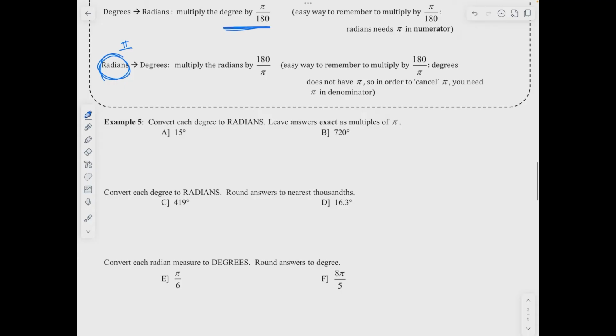Okay, so example number 5, convert each degree to radians, leave exact as multiples of pi. Convert each degree to radians, round it to the nearest thousandth, and then convert each radian to degrees, round your answers to the nearest degree. Okay, so let's take a look at example 5. 15 degrees. So I'm going to go from degree to radians. So I have 15 over 1 times pi over 180.